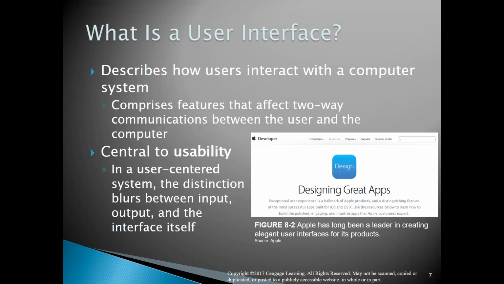Central to usability, when we say central to usability, it is where the new system design or the user interface design has to be user-centered. When we say user-centered, it is putting the user in the middle of the development stage and asking him or her what their needs and desires are.